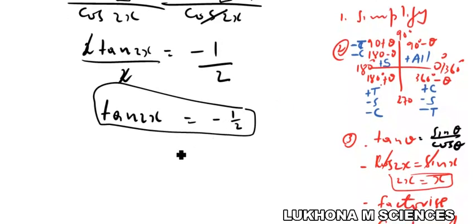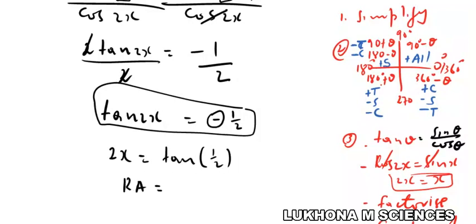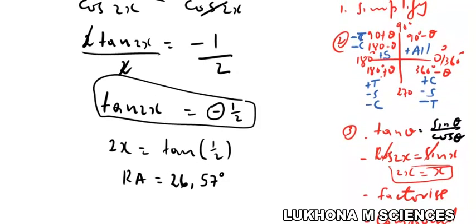So the first thing that we need to do is to find the reference angle. When you find the reference angle, you do not include the negative sign there, which means we have tan 2x is equal to 1 over 2. So the reference angle here is, then we press the calculator, 26,57 degrees. That is the reference angle.